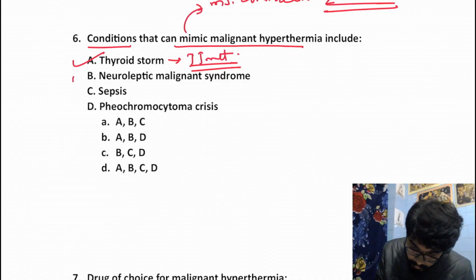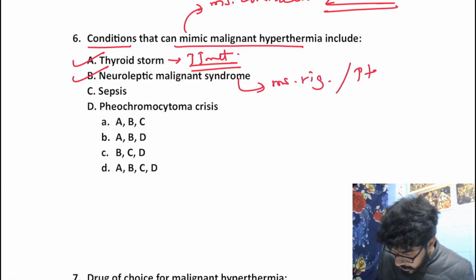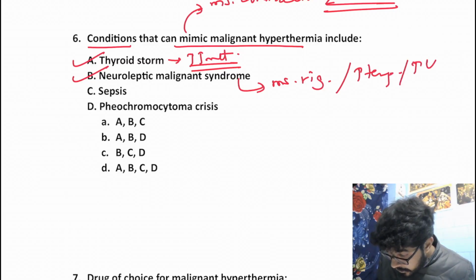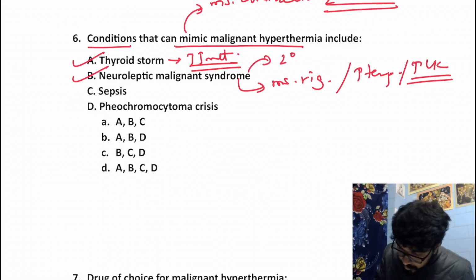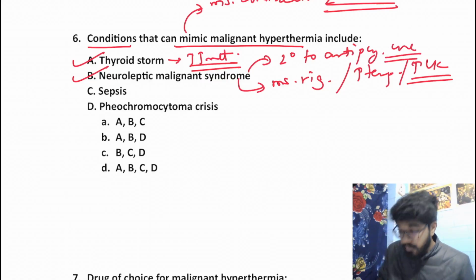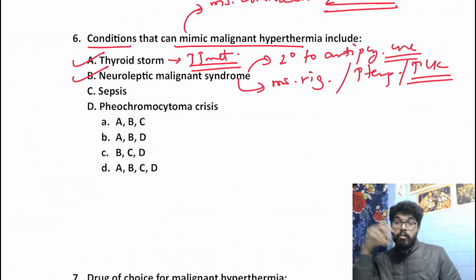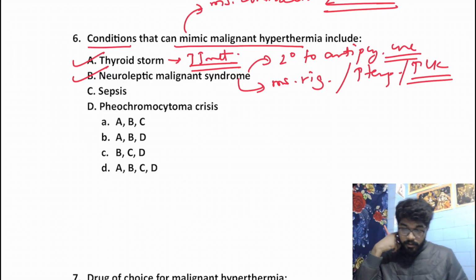Neuroleptic malignant syndrome, yes. Neuroleptic malignant syndrome, we get muscle rigidity. We have increased temperature. We have increased creatine kinase due to myocyte damage as well, right? This is usually secondary to antipsychotic use. Okay. And we do get almost all the features similar to that of malignant hyperthermia, right? So this is a differential.